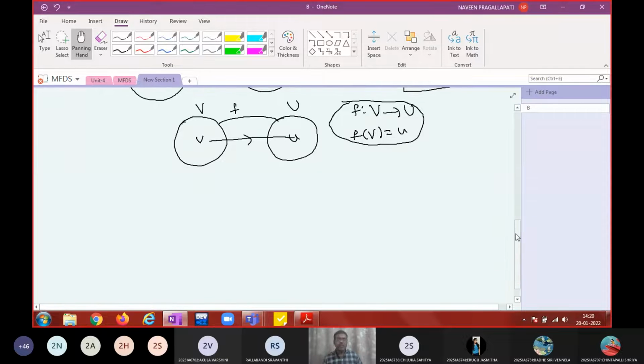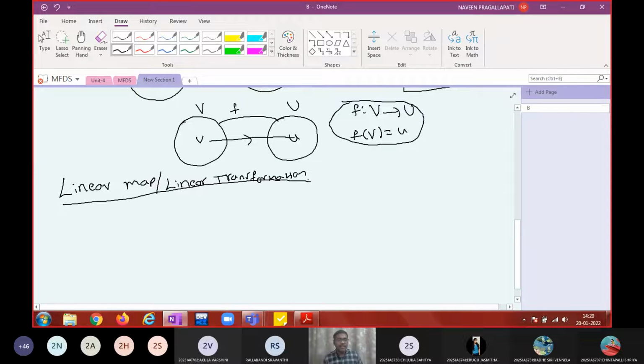Yes, sir. Basically, transformation or map is nothing but a function. Okay, so now what is linear mapping? Linear map or linear transformation. What is linear transformation? Linear transformation is basically a mapping from V to U satisfying two conditions.